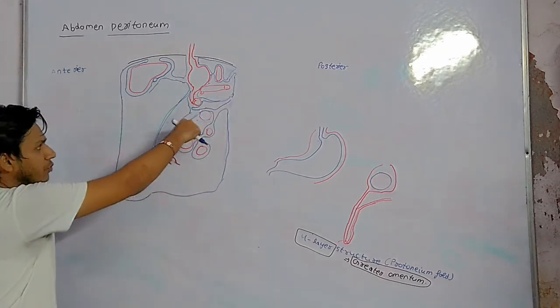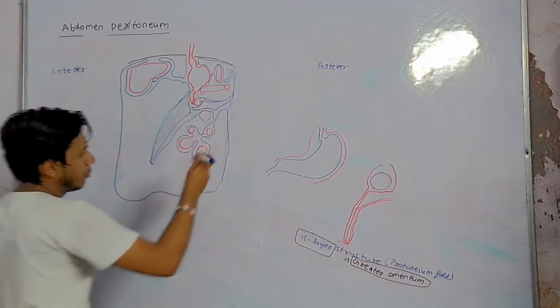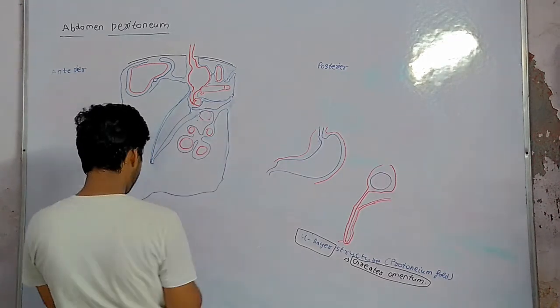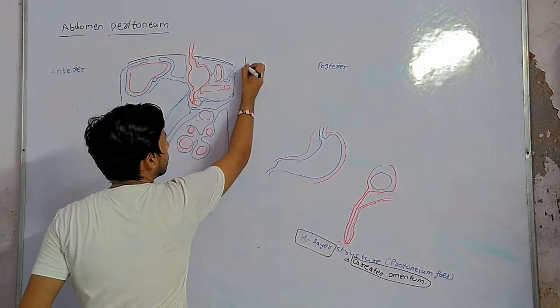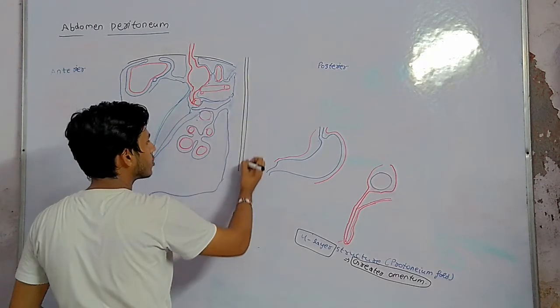These are the coils of intestine. So there are many things covered. Here is the posterior wall. On this posterior wall we have vessels called the aorta. This is the aorta, and the vena cava is also present.